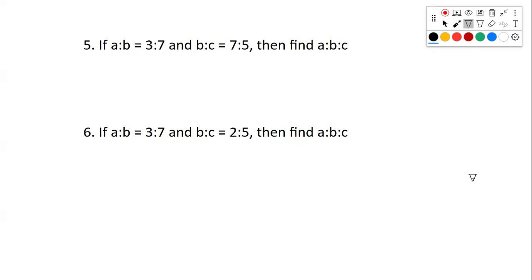Harish, Asfiya. Yeah, most of you are getting the same.